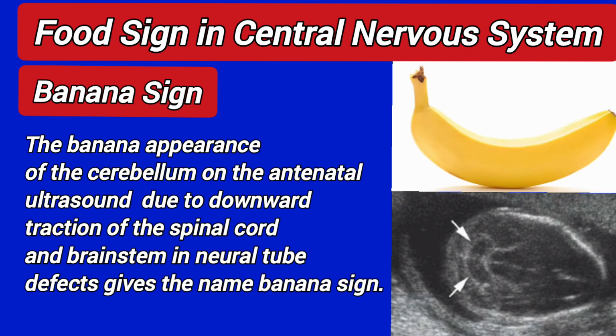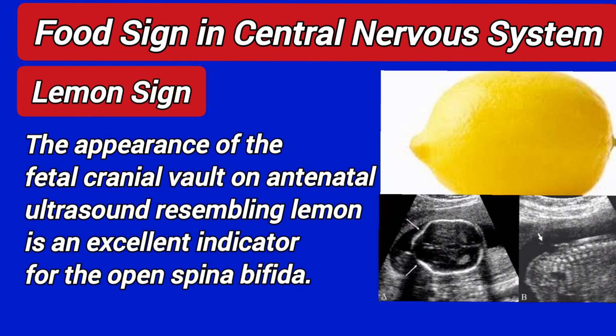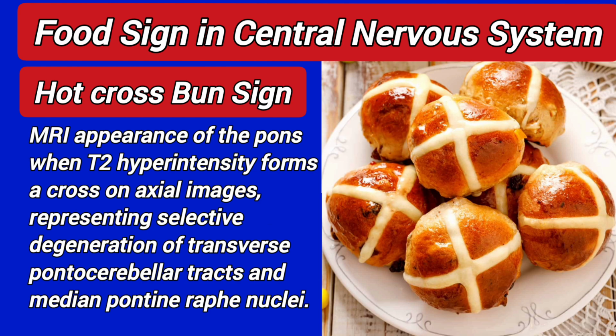Banana sign. The banana appearance of the cerebellum on the antenatal ultrasound due to downward traction of the spinal cord and brainstem in neural tube defects gives the name banana sign. Lemon sign. The appearance of the fetal cranial vault on antenatal ultrasound resembling a lemon is an excellent indicator for open spina bifida. Hot cross bun sign.